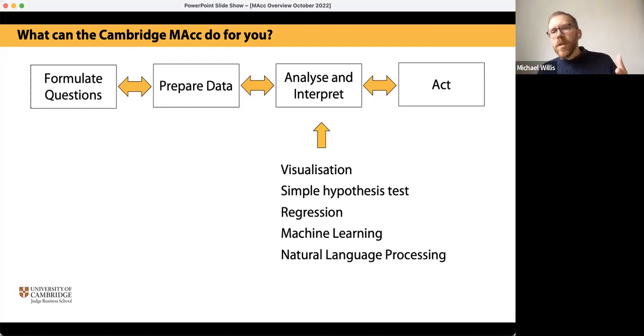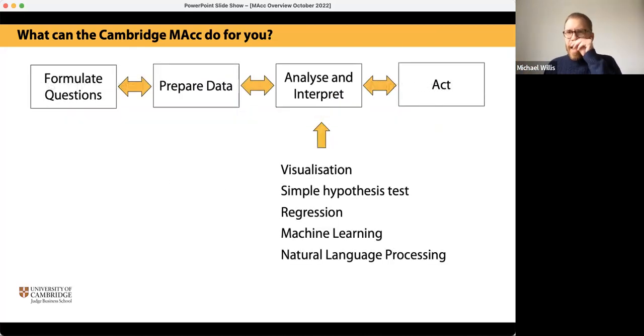Or maybe we move to something more complex like a regression, where we're constructing a causal model of some outcome of interest and we want to know which variables might be driving that. Or maybe we want to use something like machine learning, where we're making a predictive model and we want this algorithm to get better at the prediction as it has new data to train. Or maybe, rather than quantitative tabular data, we have text data or video data. We may want to use natural language processing to try to get meaning out of text or video or images.